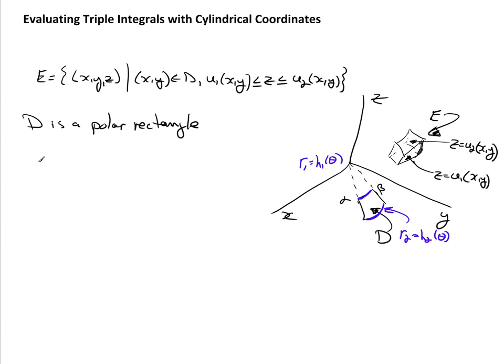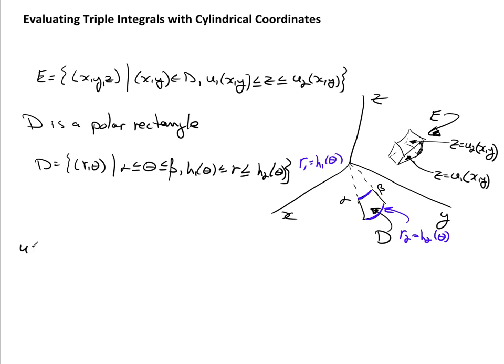that's described by D being the set of points r, theta, such that alpha is less than or equal to theta, which is less than or equal to beta, and h1 of theta is less than or equal to r, which is less than or equal to h2 of theta. So we just described this region E in 3 space, and its projection D was described in terms of polar coordinates.